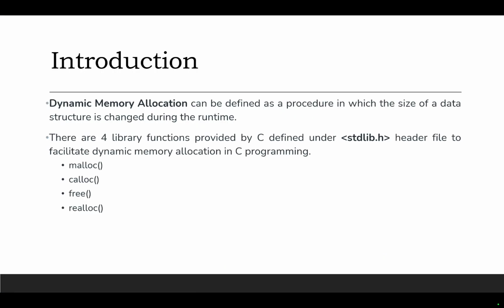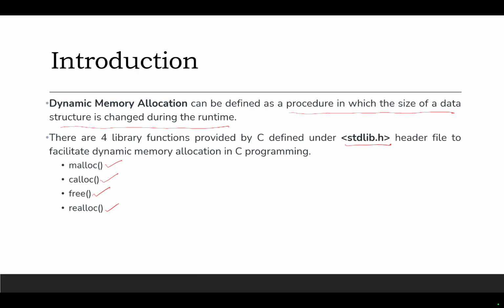This is the definition of dynamic memory allocation: the procedure in which the size of the data structure is changed during the runtime. There are 4 library functions provided by C, defined under the stdlib.h header file, to facilitate dynamic memory allocation. The 4 library functions are malloc, calloc, free and realloc.